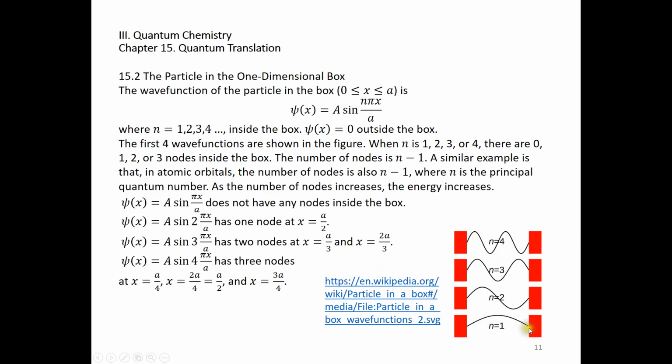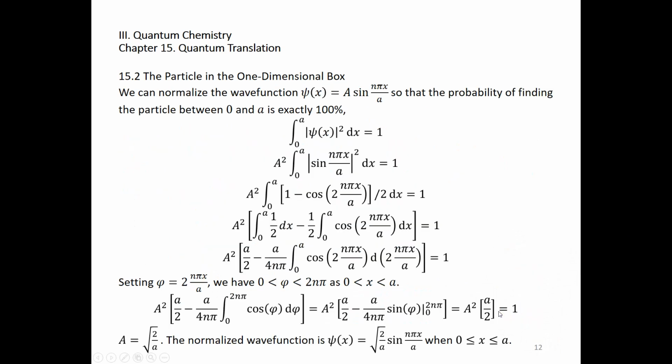So we have 3 nodes when n equals 4. And also, we can look at the graph. No nodes, 1 node, 2 nodes, 1, 2, 3. 3 nodes inside the box. Do not count the boundaries as nodes, okay? We're counting the number of nodes inside the box.